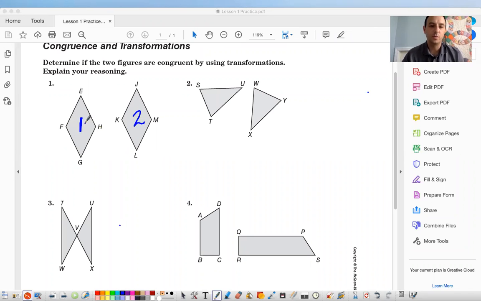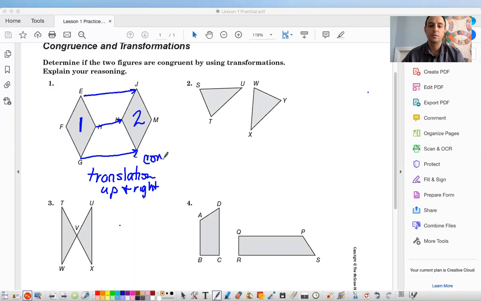So the best case on this one is we're going to translate it. And I'm going to ask you guys, when you do this, take a second and draw the translation line. You have these papers. You're going to say it's simply a translation up and to the right. And you're going to say it's congruent.